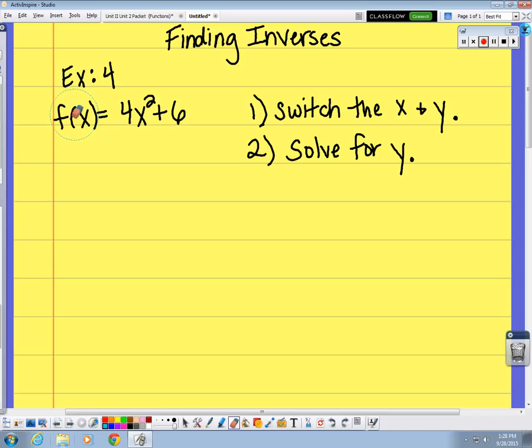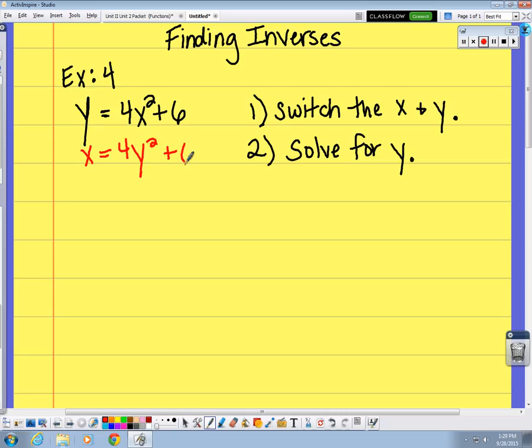So the very first thing you could do before you really actually start the problem is just cover that up with a y. Now I know you're not able to erase it like I did, but you could just write a big y on top of the f of x, because f of x and y are the same thing. Okay, now we need to switch the x and y. What will it look like once we've done that?